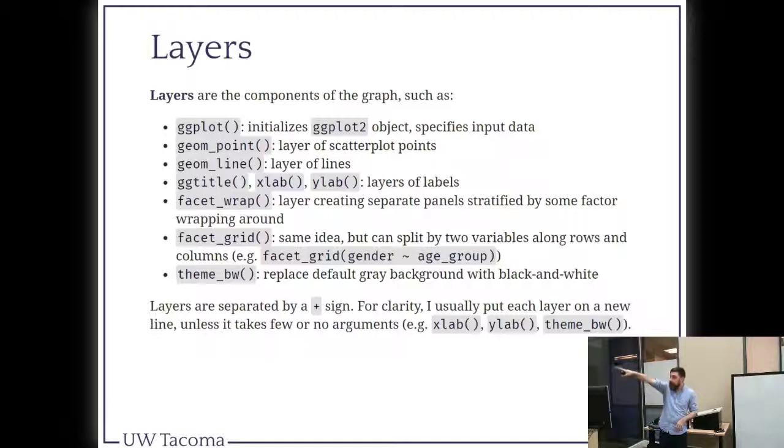facet_grid is the same idea, but what it'll do is it will arrange these additional plots it creates by factor variables on the x-axis and y-axis. So maybe you have one categorical variable you want to have as the rows and one categorical variable as the columns and stratify it that way. You can just give it two variables and it will do that. I'll have a good example of this later.